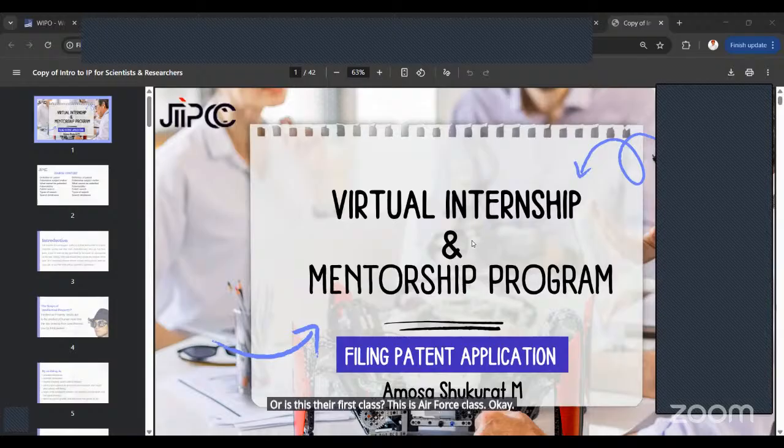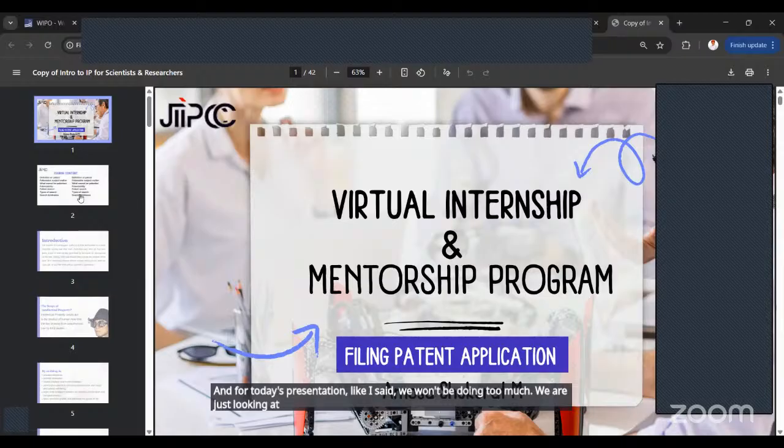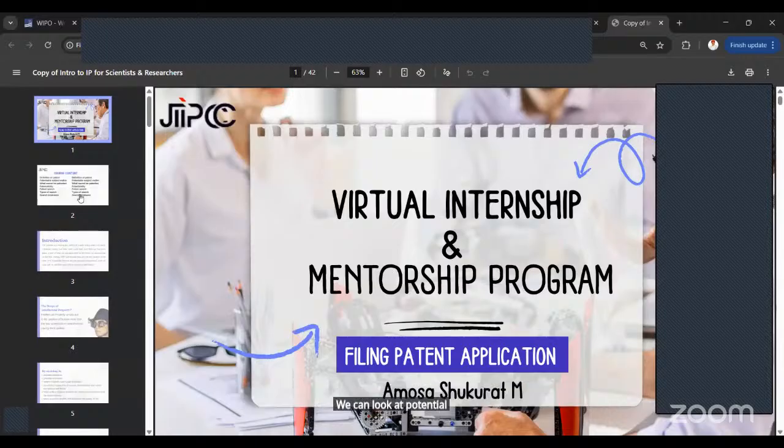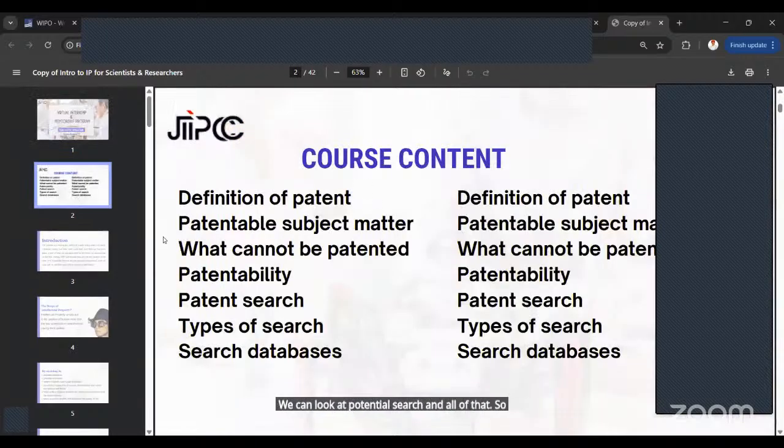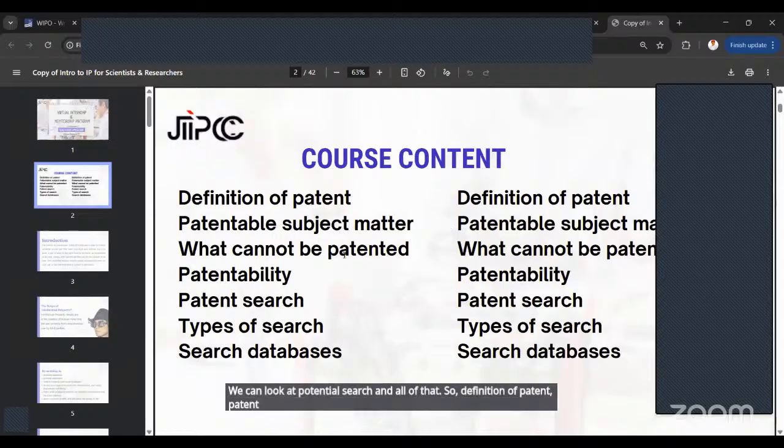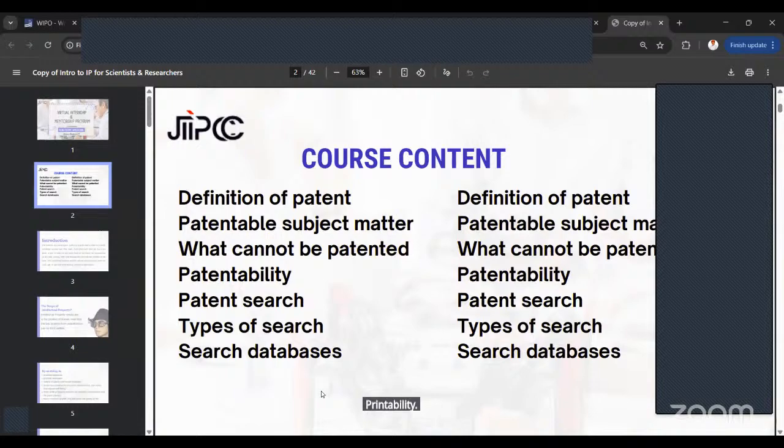Okay. So let's start from intellectual property, then we'll dive into patents briefly. For today's presentation, like I said, we won't be doing too much. We are just looking at introduction to IP, then what is patent, what can be patentable, and the next class we can look at patent search and all of that. So definition of patent, patentable subject matter, what can be patented, patentability, patent search, type of search databases, and so on and so forth.